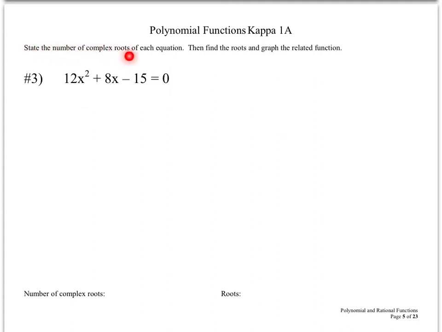State the number of complex roots of each equation. Since the leading term has an exponent of 2, the degree of the polynomial is 2, the number of complex roots is 2. Find the roots. To find the roots, you take your polynomial equation and you solve it.